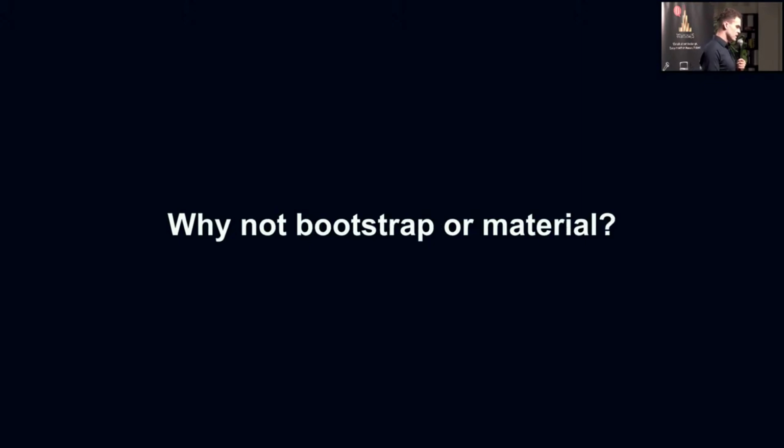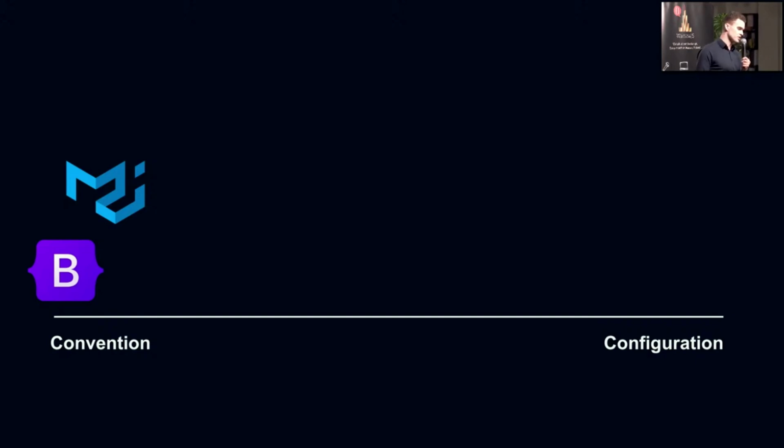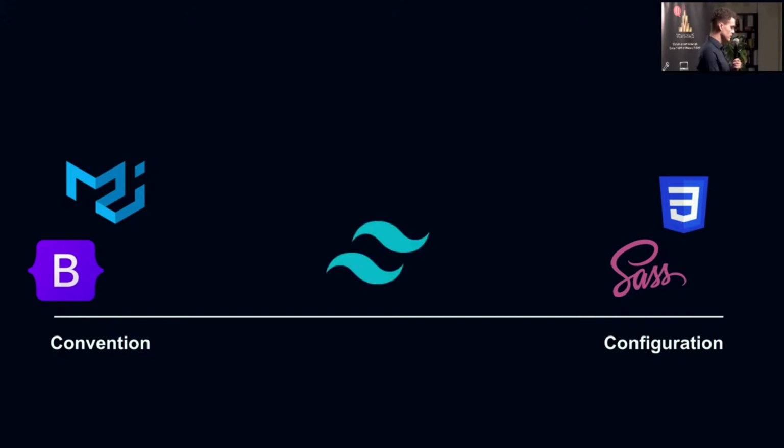And with all these features, why not use Bootstrap or Material? These are UI libraries with predefined components and some utility classes. When we look at a line where on the left we have convention and on the right configuration, these libraries are in the convention place, where they are quite strict, and customizing them is quite a pain. On the configuration side, you have total freedom to structure your design system, and Tailwind is somewhere in between.